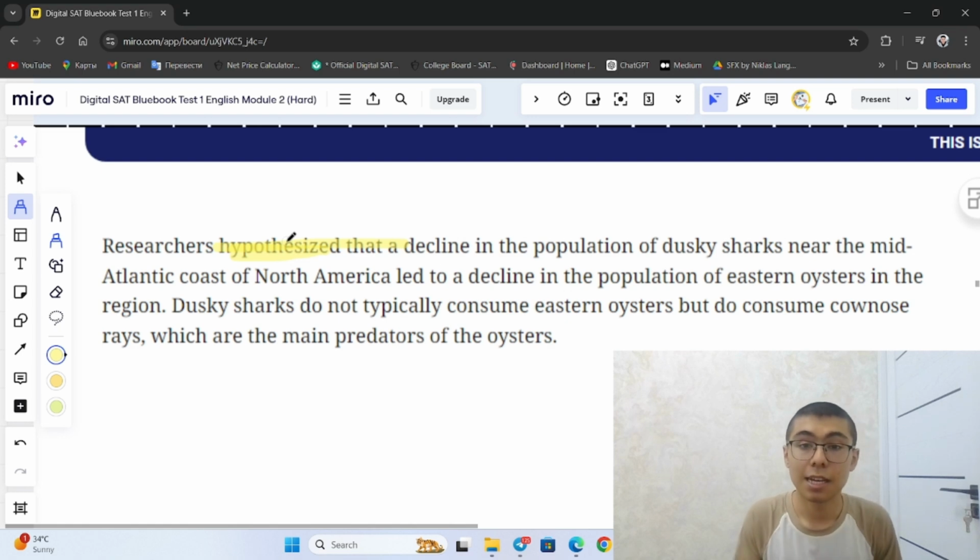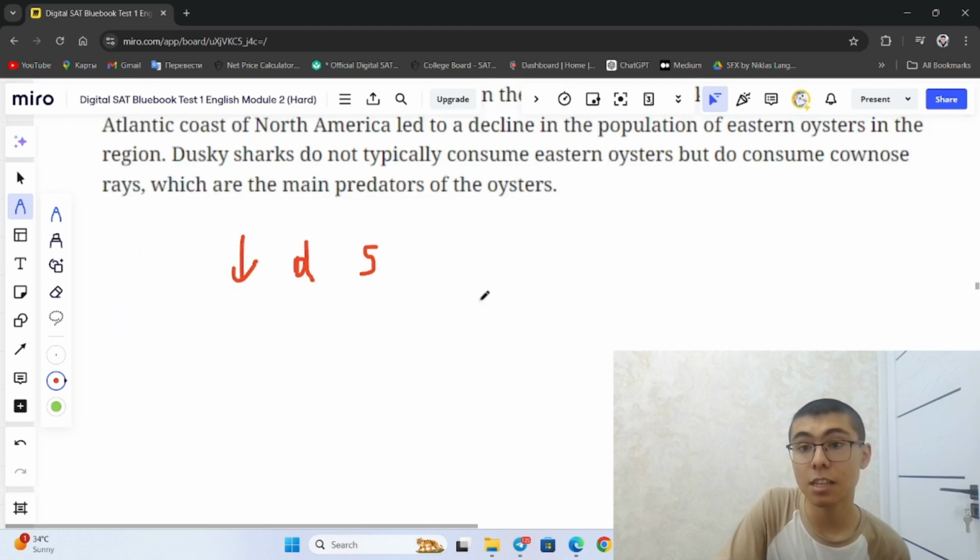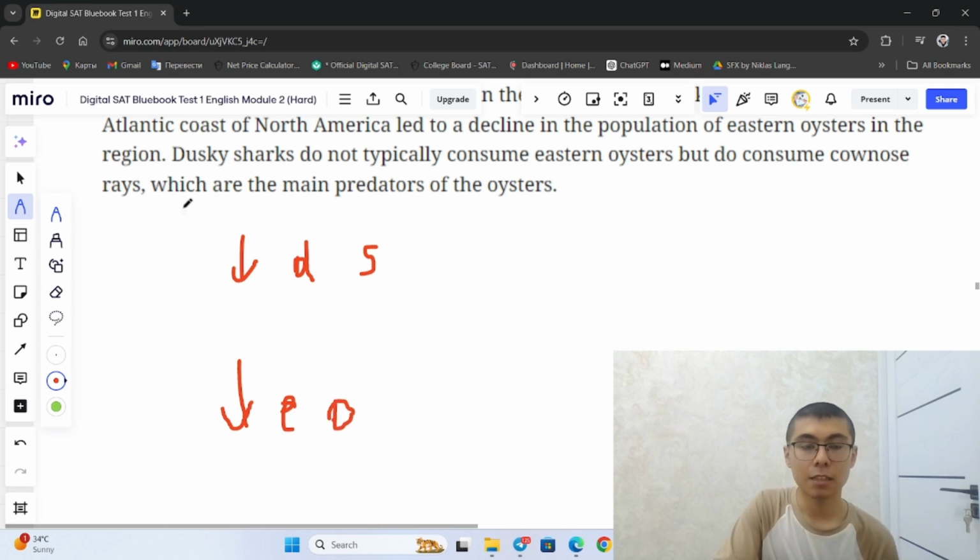So a decline in the population of dusky sharks near the mid-Atlantic coast led to a decline in the population of eastern oysters. Okay, this led to a decline of eastern oysters. In the region, dusky sharks do not typically consume eastern oysters, but they do consume cownose rays, which are the main predators of the oysters.